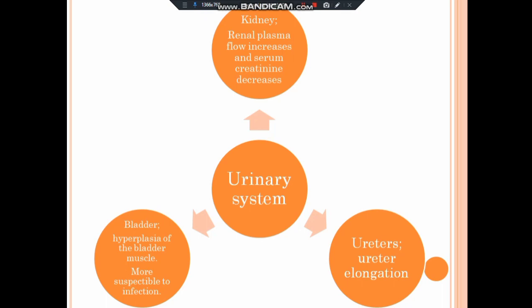So the glomerular filtration rate and renal plasma flow, everything, is increased. Usually, during pregnancy, the nutrients are not filtered, which is one of the interesting facts. We can see the creatinine level usually decreases, as well as ureter elongation. In the bladder, there is hyperplasia of the bladder muscle, and it is more susceptible to infection.